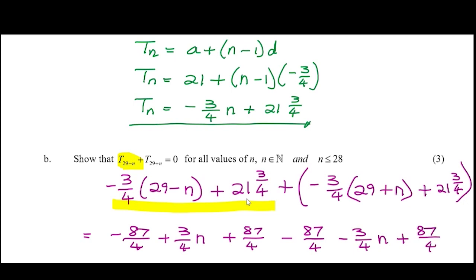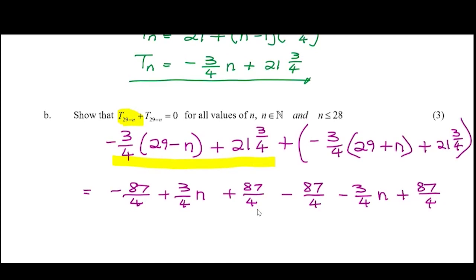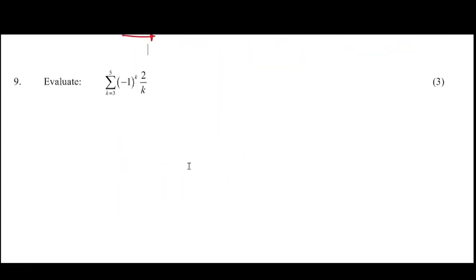In fact, if we look at this, we're clearly going to end up with 0, because these two cancel out, and these two cancel out, and so do those. So we end up with a final answer of 0, as required. A little bit abstract and technical, but not impossible.